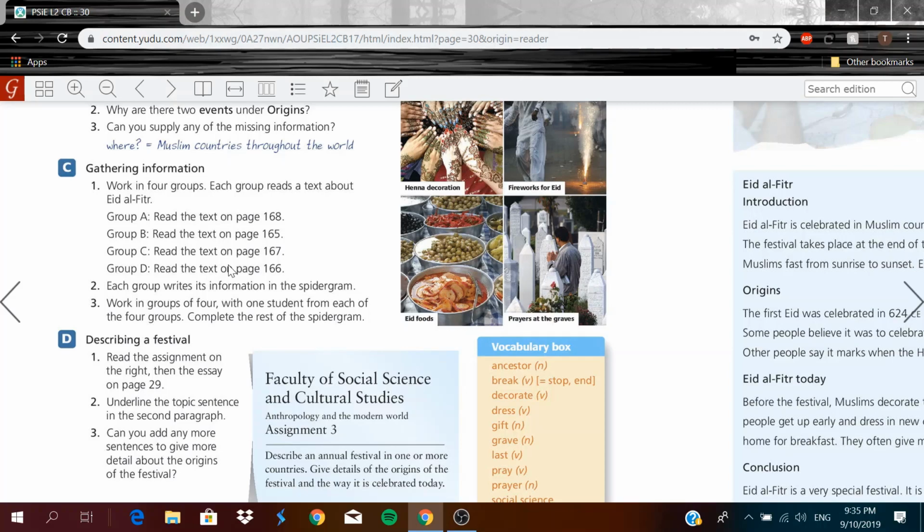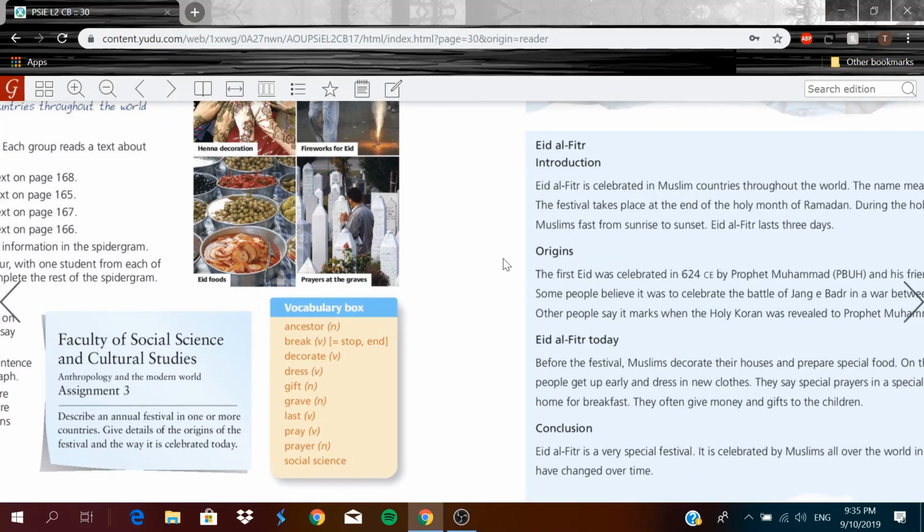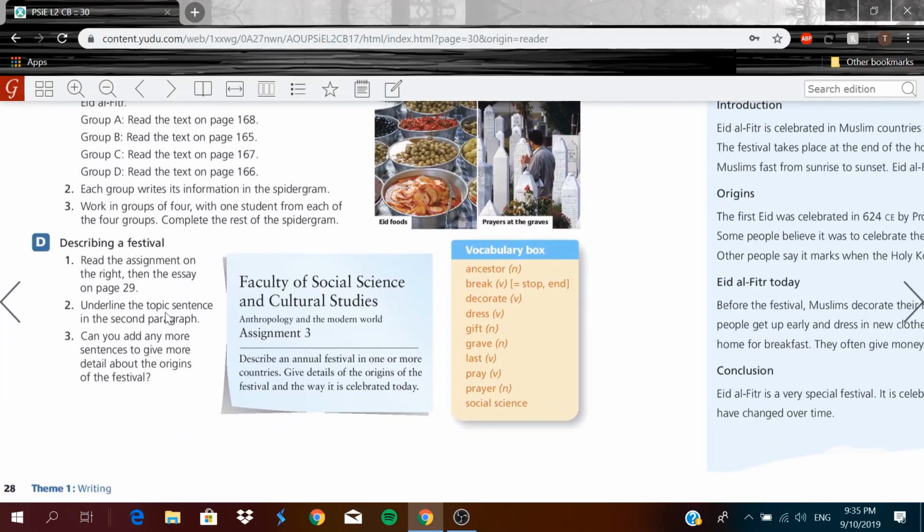Okay? Now let's go to exercise D, describing a festival. And this is where it can get interesting, because I want you to write an essay that's similar to this one right here. Right, so Eid al-Fitr, but we're going to be talking about describing an annual festival, so something that happens yearly in one or more countries, right?